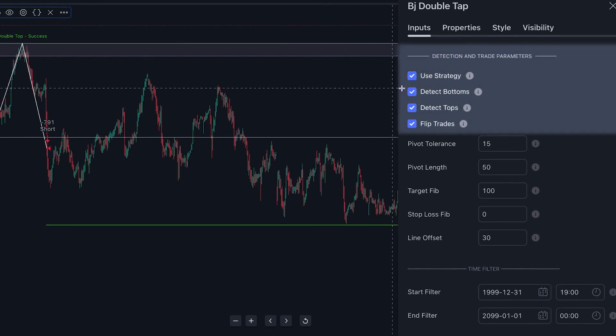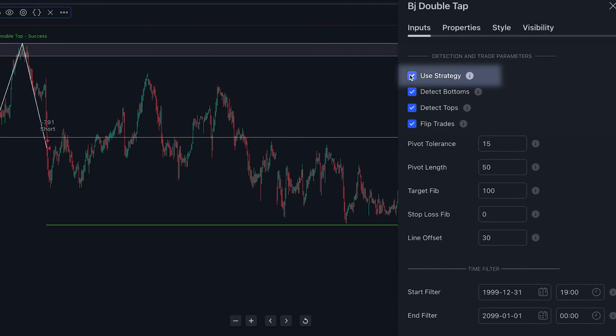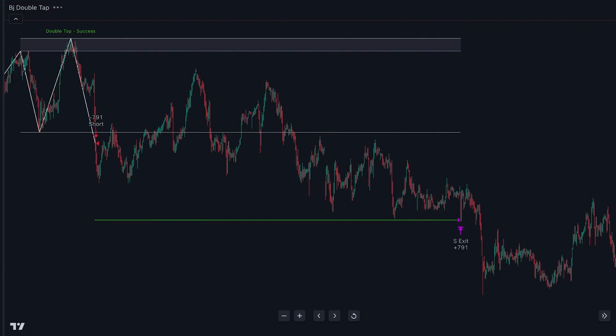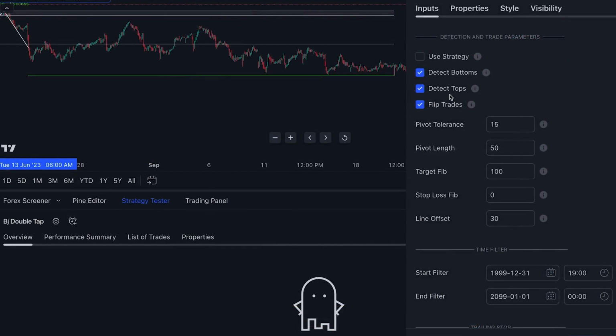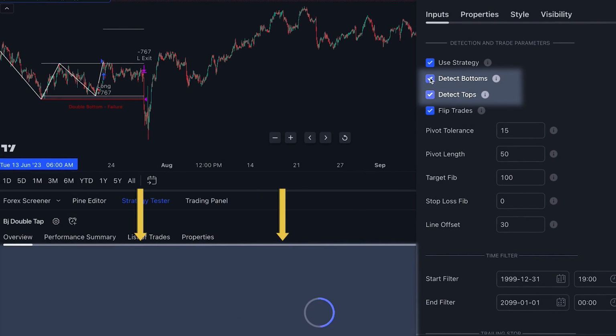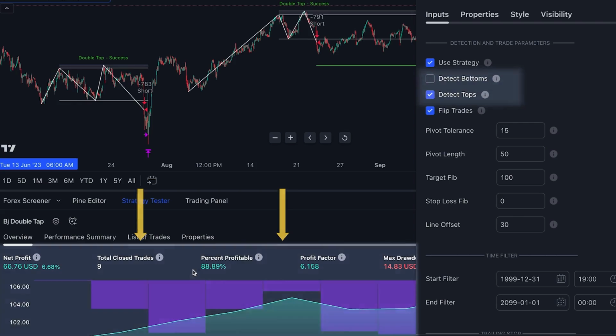First, we have the indicator parameters for the strategy. Adjusting any options within this section will affect performance. The Use Strategy option is what allows the indicator to backtest the pattern. If you disable this, the indicator will calculate faster, but you will not see the performance. Below that, we have Detect Bottoms and Tops, allowing you to only detect double tops or double bottoms. If I disable one of these options, you'll notice that the performance changes.